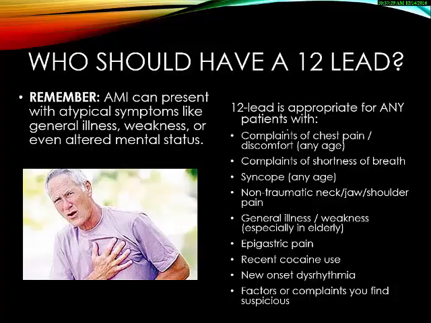So when is it appropriate? Any complaints of chest pain at any age or discomfort. Anybody who's short of breath should get a 12 lead. Anybody who's passed out, whether they're awake or not, should get a 12 lead. Any non-traumatic, new onset pain, neck, jaw, shoulder pain, general illness and throwing up, epigastric pain, if they've just used cocaine recently, if they have a new onset dysrhythmia, so the patient's been normal their whole life and then suddenly they're in SVT or they're in VTAC and we break that, you want to look and see what the 12 lead says, and anything else that would be weird to you. So factors or complaints that you find suspicious. I like to have a pretty low threshold for 12 leads, so I'll do them on most patients that are non-trauma.